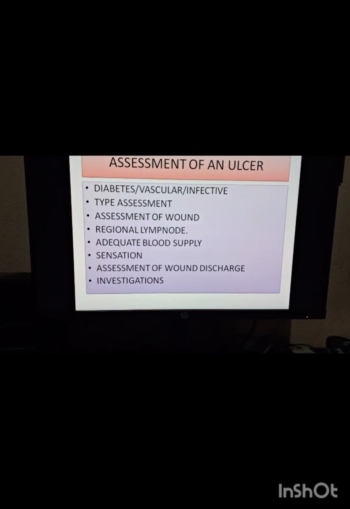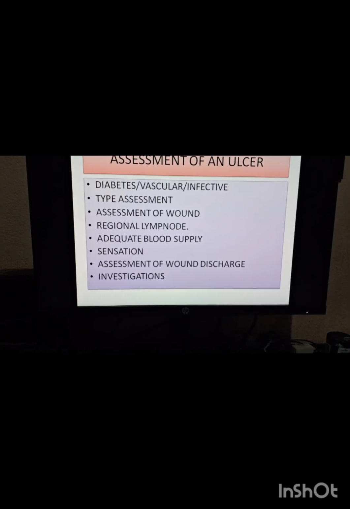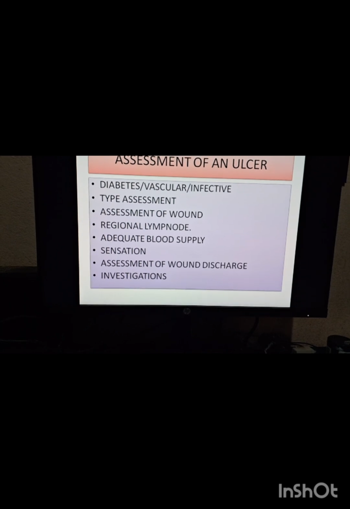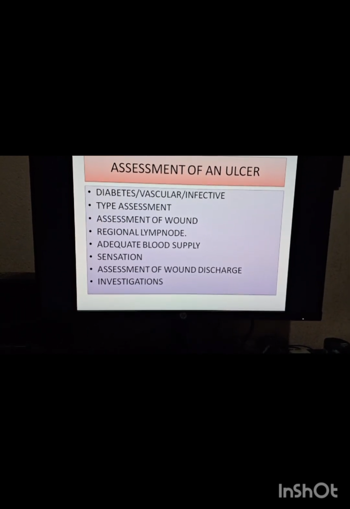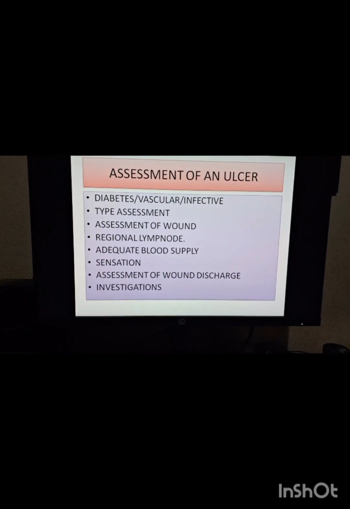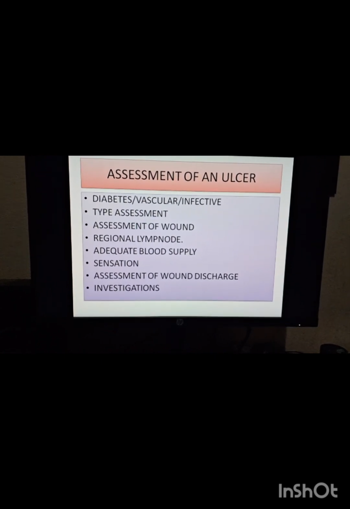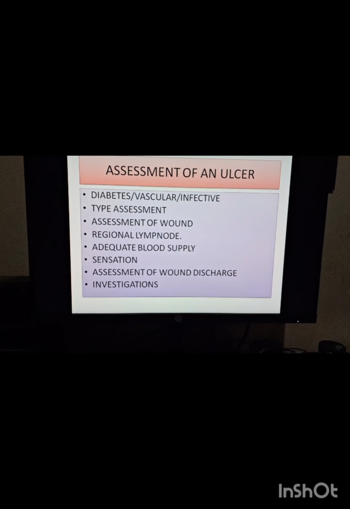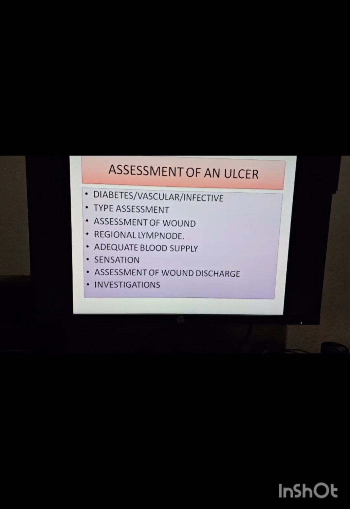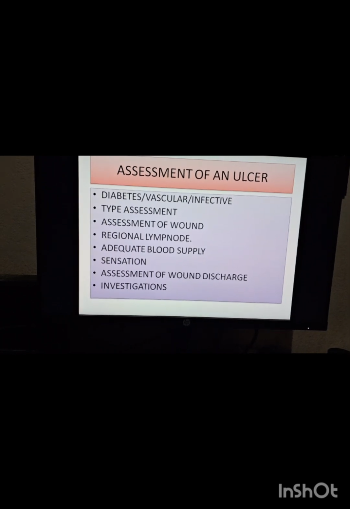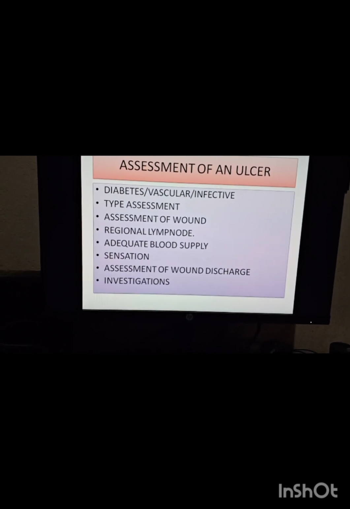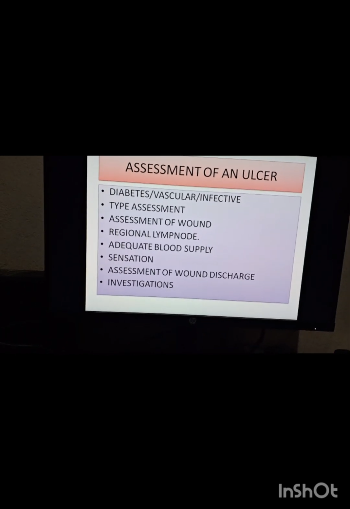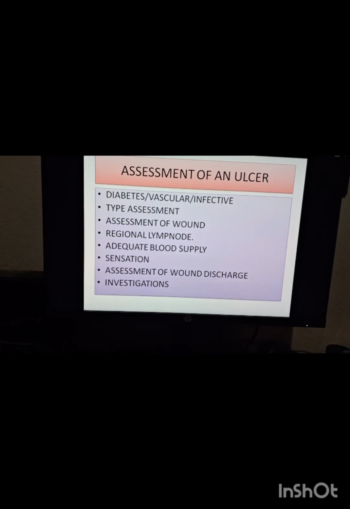Assessment of the sensation of an ulcer is also important. Assessment of wound discharge, the type of discharge, whether cellular, by routine or microscopical examination, is very important. And there are different investigations for assessment of the ulcer, and also to make a protocol or guidelines to manage an ulcer.